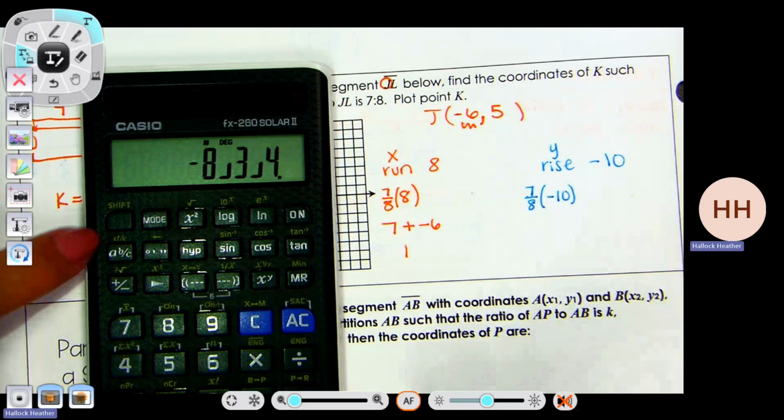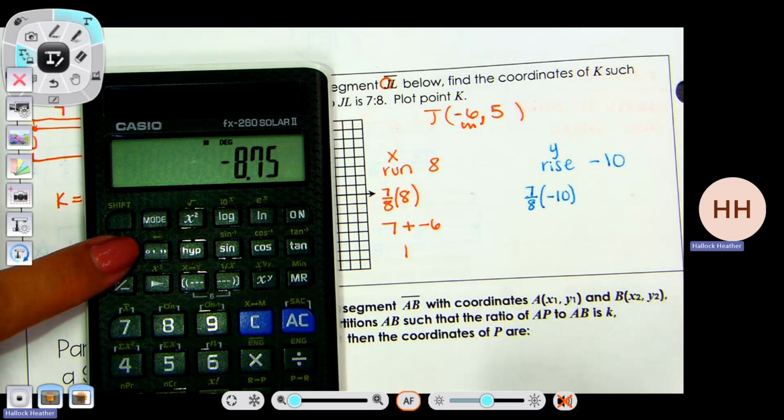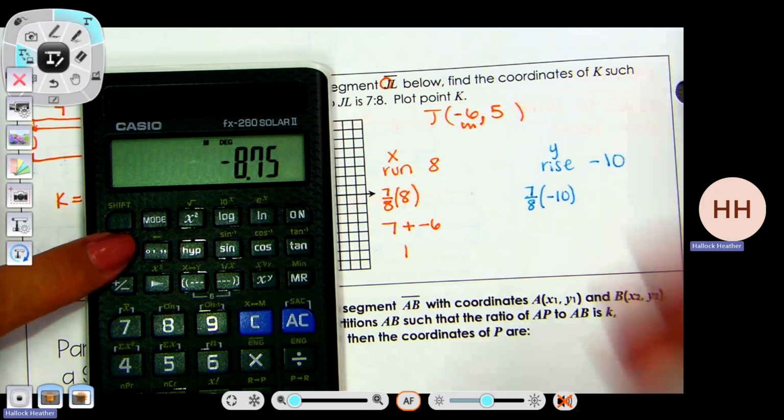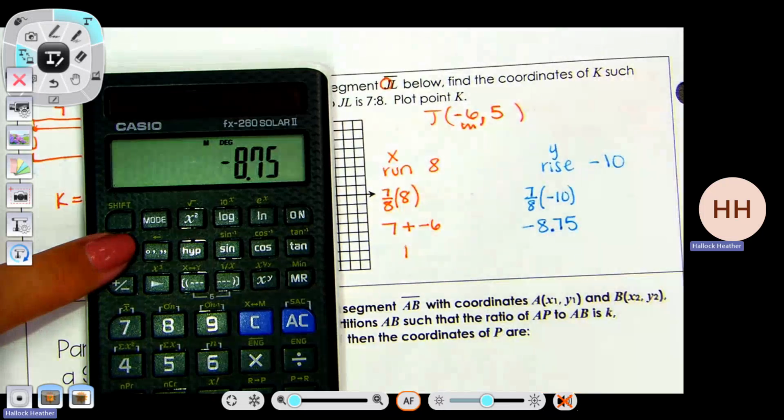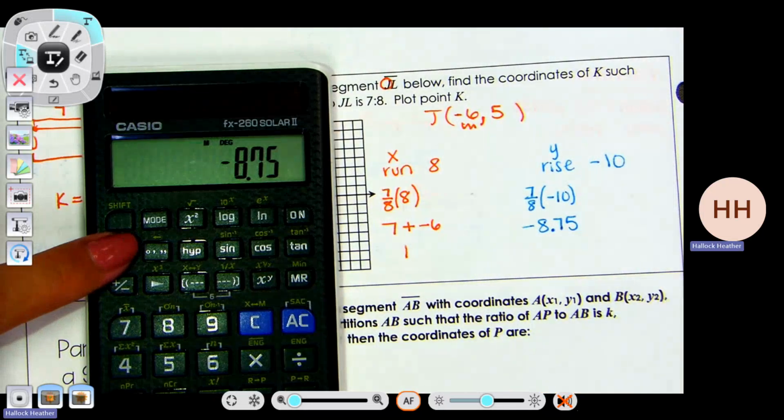You don't have to press shift. If you literally press ABC again, boop, it changes it to a decimal. If you need a fraction, then you press it again, it goes back to a fraction. I don't care, whatever you prefer. I like decimals. I think they're better. So I'm going to put the decimal. So I'm going to do -8.75. And then how much am I adding to that?